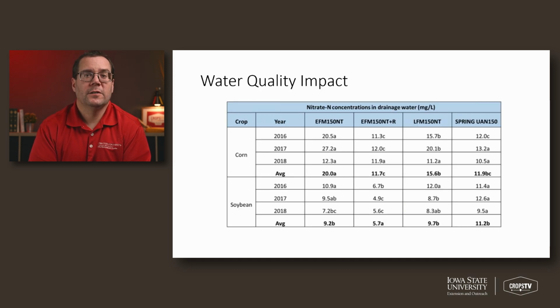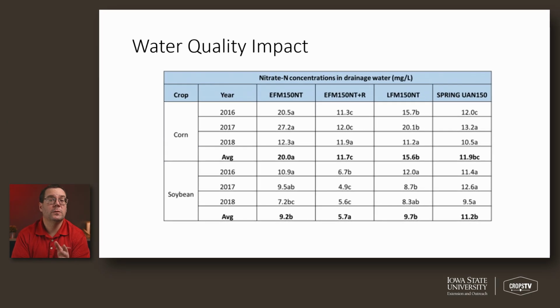I also wanted to illustrate the water quality data that we had with this. For that early fall manure, we had 2 treatments with and without a cereal rye cover crop. So plus rye meant it had that cover crop on it. With the cover crop, we got a great water quality response. We were able to reduce the amount of nitrate making it to the tile line by about half. But you can also see that by moving that nitrogen application timing, we got a significant water quality change, right?